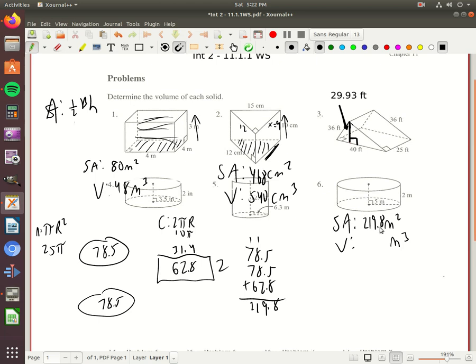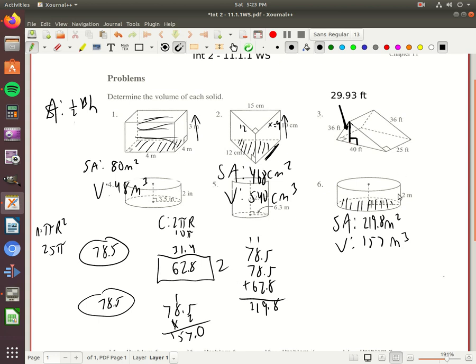Now the question is, what about the volume? And again, the volume is going to be the area of a base times the height. Well, I already have the area of a base. The area of a base is 78.5. So I'll just multiply 78.5 by 2. I'll double that because the height is 2. And if I multiply that out, I get 157 meters cubed.